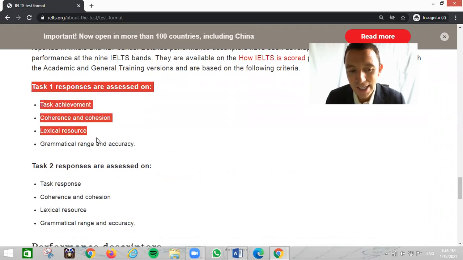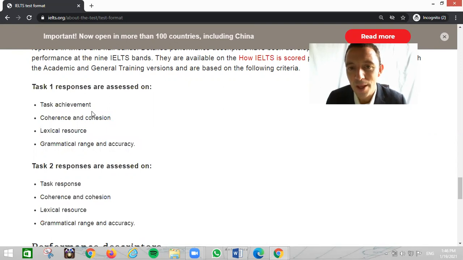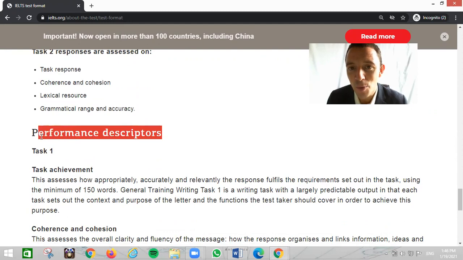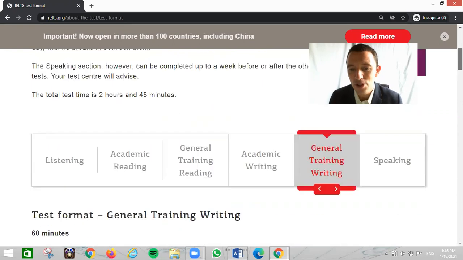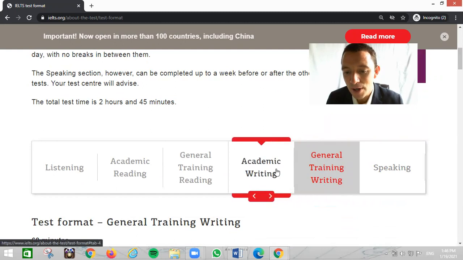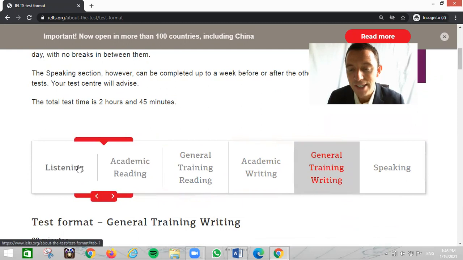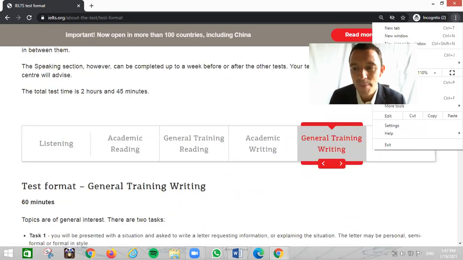For me, this is maybe the most important part, that you're clear with your requirement, what the examiner is exactly looking for. Okay, so I recommend that you read the performance descriptors and be very familiar with that in relation to the writing. Okay, and that's the exam. So you can see there's the speaking, there's the writing, academic writing, general writing, there's the reading, academic reading and general reading, and there's the listening. Okay, and that basically is the structure of the exam.